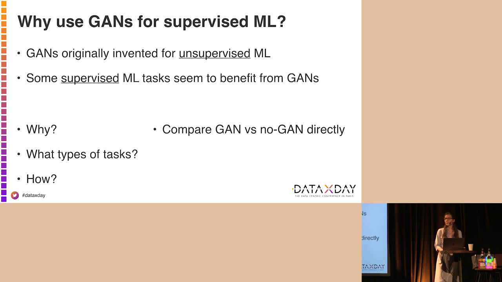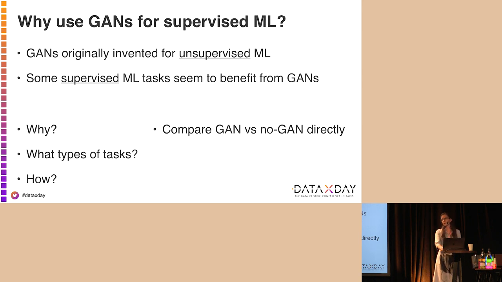To answer the first one, I'm going to develop a model, actually two versions of a model that are very similar to each other, except that one has a GAN architecture and the other one doesn't. So we'll compare the results of the two and discuss why one does better than the other.